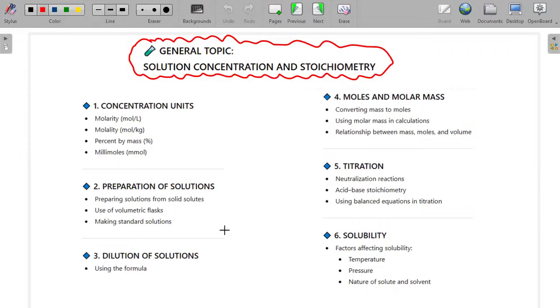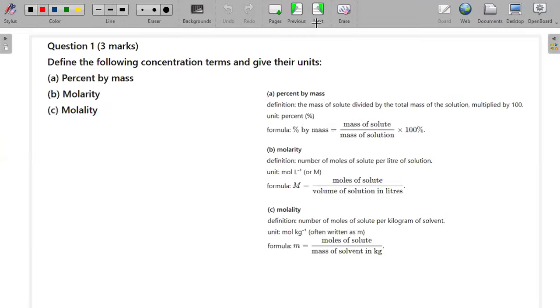that you can see on the screen. So let's start with the first question here. When it comes in the exam, it usually carries 3 marks. So the question is: define the following concentration terms and give their units.